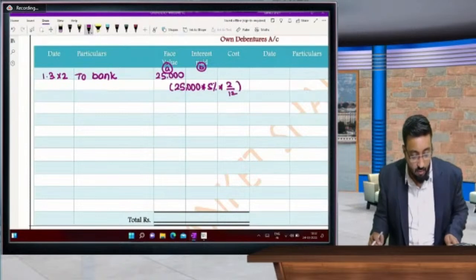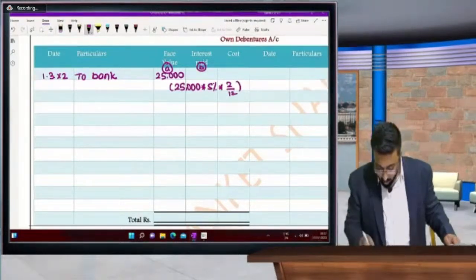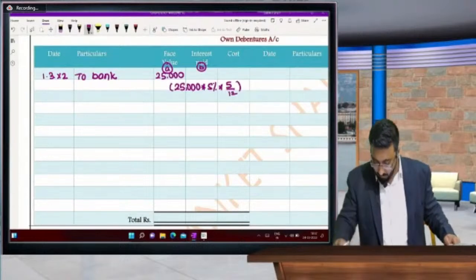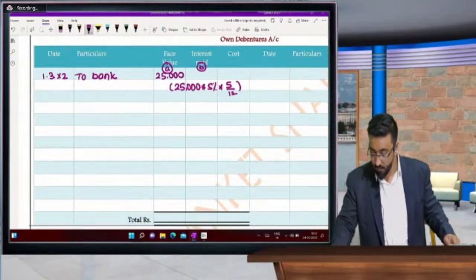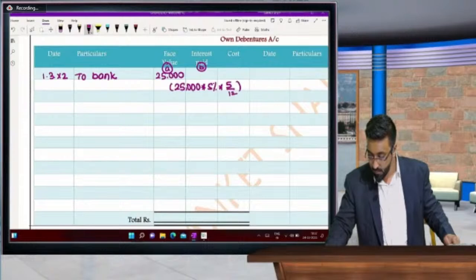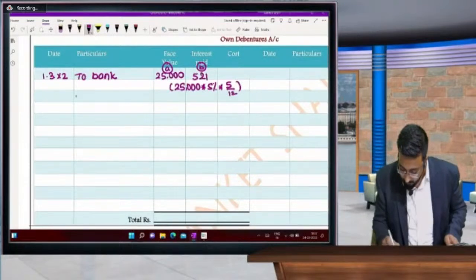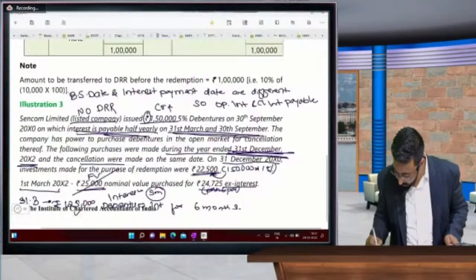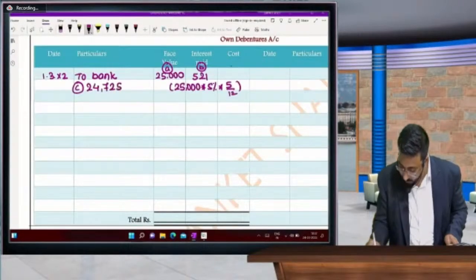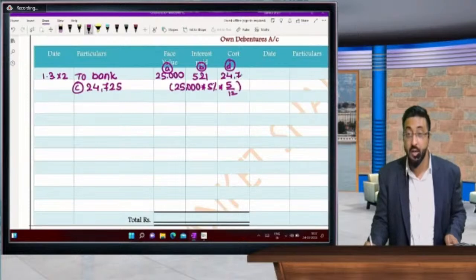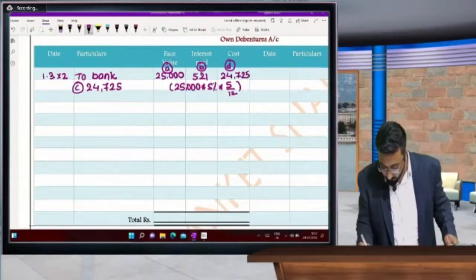What is the amount? Sorry, not 2 by 12. Sorry, 5 by 12. I forgot. 521. Inner column C, 24,725. And D, ex-interest. Therefore, don't deduct interest from this. So 521 is not to be deducted. And 24,725. Easy.